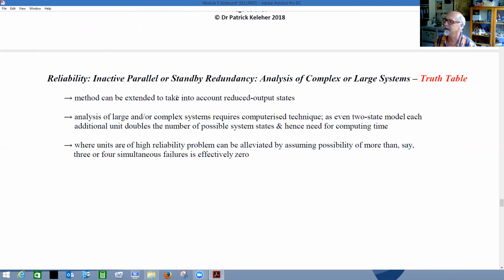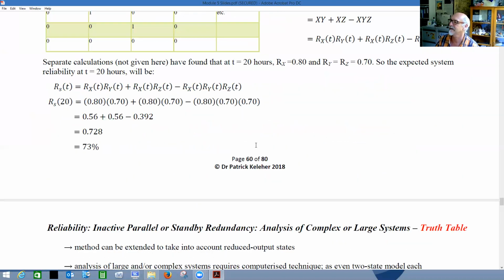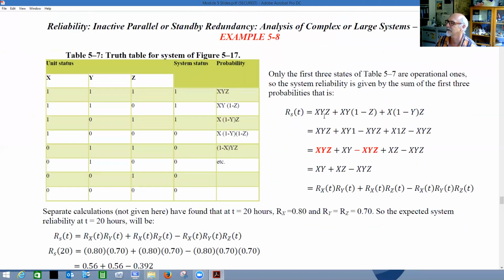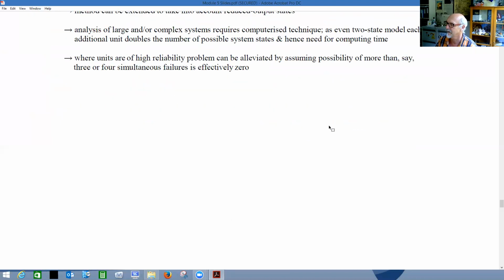The method can be extended to take into account reduced output states. Analysis of large or complex systems basically has to be computerized, and with units of high reliability, the problem can be alleviated by assuming the possibility of more than, say, 3 or 4 simultaneous failures is effectively 0. So again, it just means that you can extend these kinds of things beyond these simple examples of 2 or 3 things in parallel.